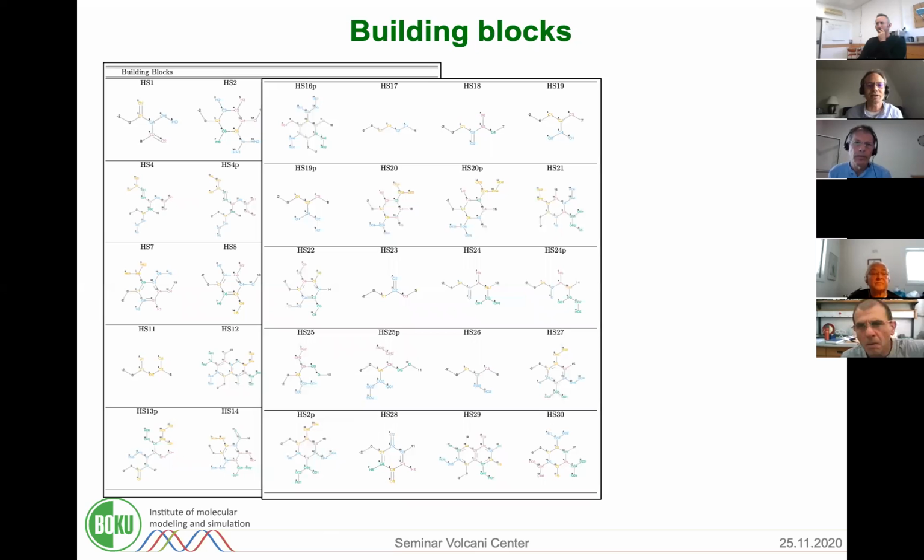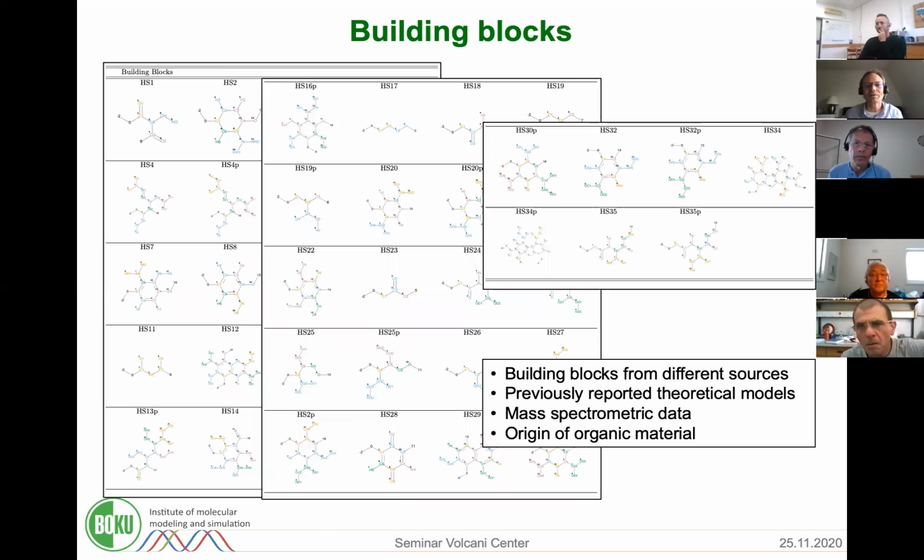So now we have these building blocks. We have a whole bunch. We have a database. We created them from different sources. Most of them come from previously reported theoretical models. We have some that come from spectroscopic data, and some just come from our knowledge of what organic matter comes from, basically. So we needed something that looks a bit more like a lipid. We need something that looks a bit more like a carbohydrate, things that have peptidic bonds in it, like from proteins, from protein materials. All those functional groups that one would expect are in our set of building blocks.